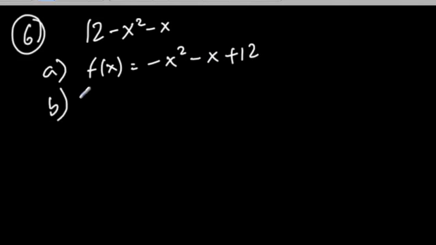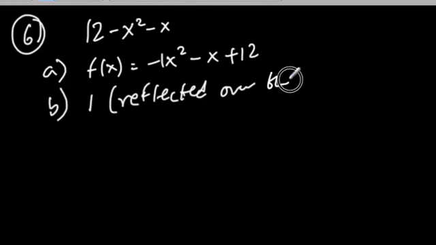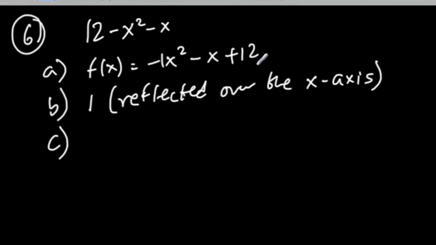B says write down the vertical stretch. So the number here is just 1. So the vertical stretch is really 1, but the negative tells us that it's reflected over the x-axis, right? And that's it. C says find the y-intercept, which is the constant, which is right there. So the y-intercept is 12.